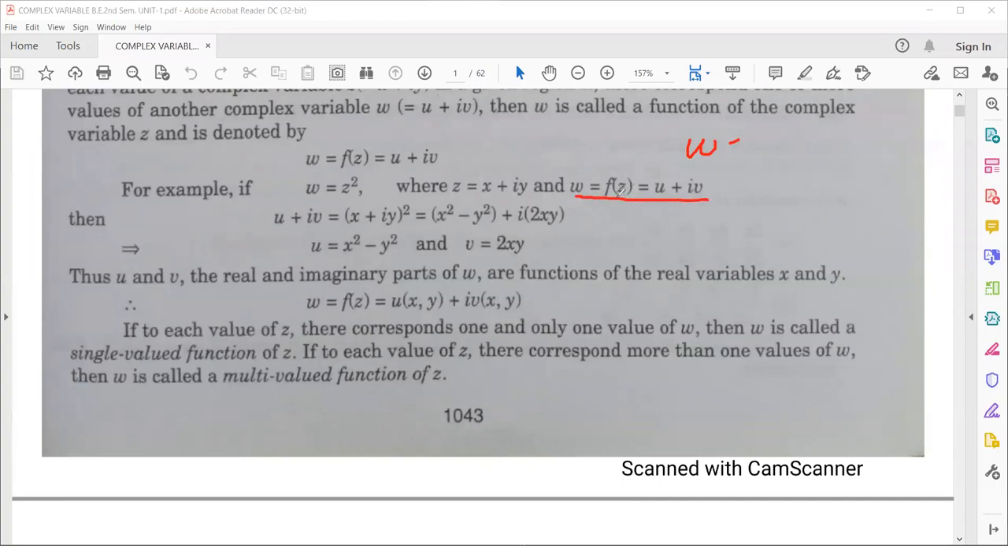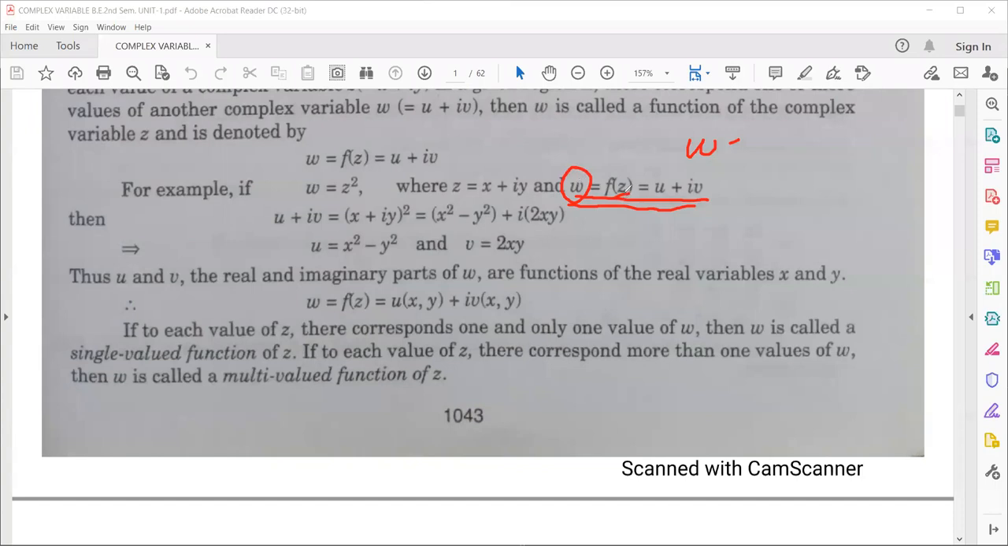Sometimes, for each value of z, you get only one value of w. Then this w is called a single valued function. Single valued function means that for every value of z, you get only one value of w. Then this is called your single valued function.